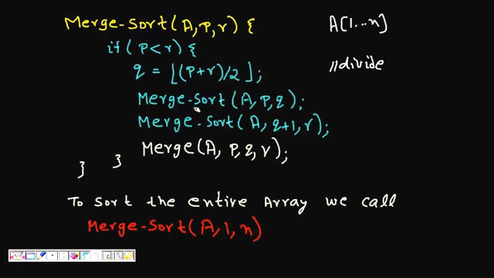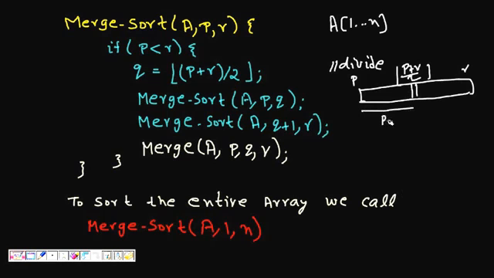Then we call merge sort recursively on A[P..Q] and then A[Q+1..R]. So if this is an array, this is the first index, this is the last index, we get the middle index (P plus R) by 2, and then we sort this part, P to Q, and then Q plus 1 to R. Okay, and then we have a sorted array here and a sorted array on the right hand side, and then we merge these two arrays. Okay, that's very simple and nice.